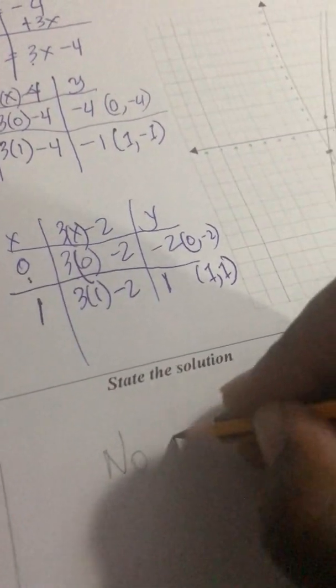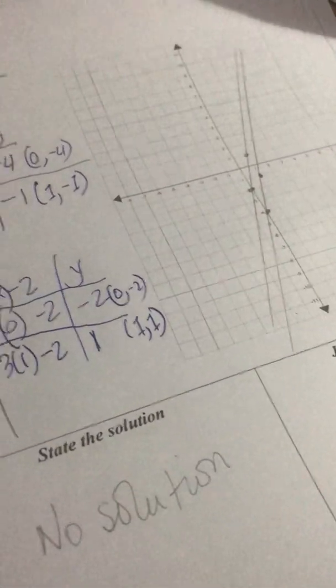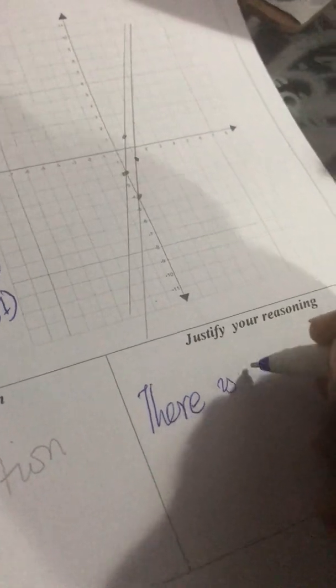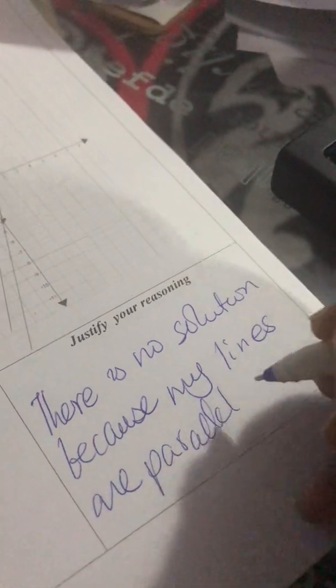So, state the solution. No solution. Okay? Justify your reason. There is no solution because my lines are parallel, and they will never intersect.